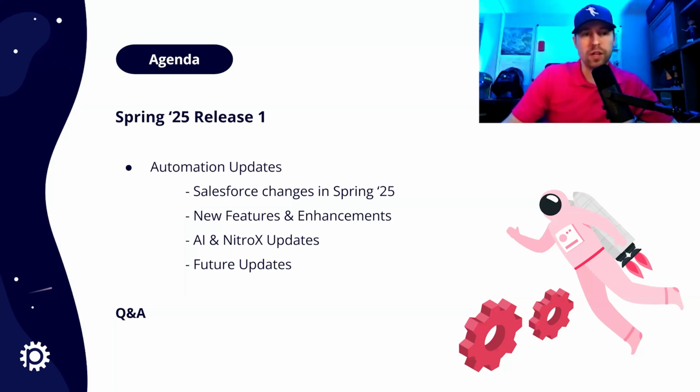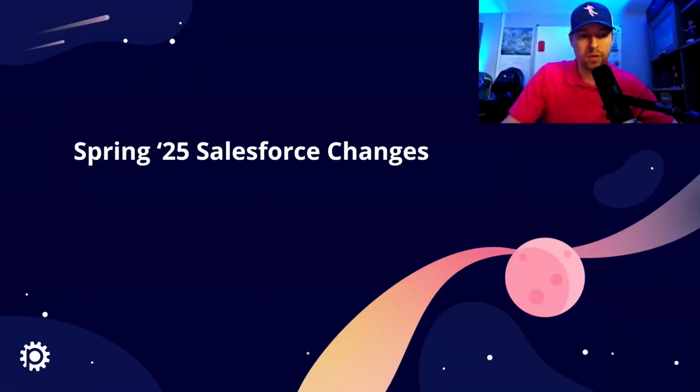First and foremost, we'll go over the Provar automation updates, so all the Salesforce changes in Spring 25 that we accounted for, with some big updates there to consider. We'll talk through those and how Provar was handling those for this current release. Then we'll go over some feature enhancements to the product that are outside of the Salesforce changes, and some updates on the AI and NitroX side of things. We do have a new feature to announce on the AI front and some NitroX updates that may be interesting for those that are utilizing that. And then we'll cover some future updates, and then we'll get into our question and answer.